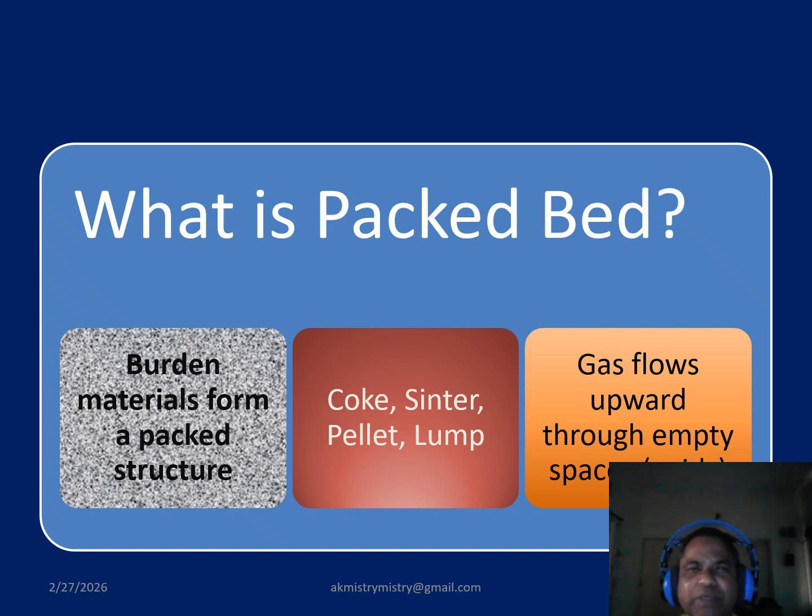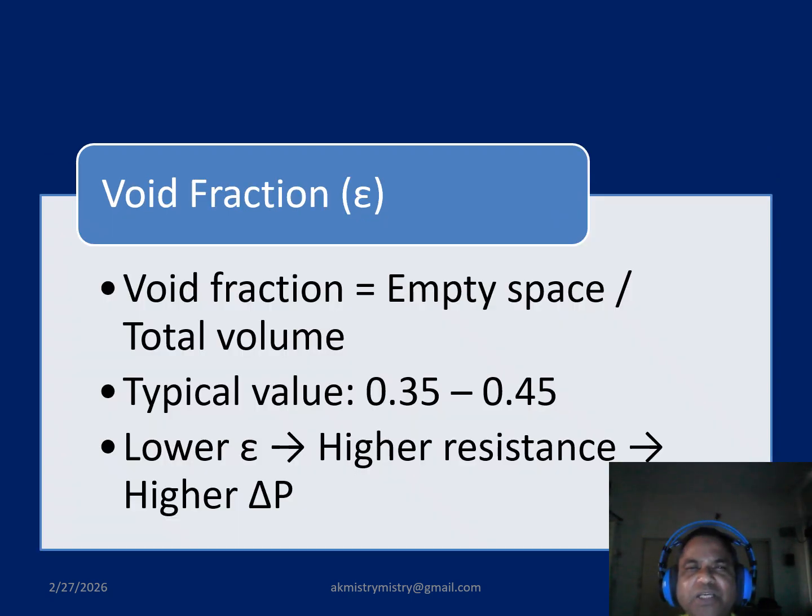So we measure these spaces using the void fraction, which is generally denoted by epsilon in most documents and books, and is the ratio of empty space to total volume. Typically, this value stays between 0.35 and 0.45. If this number drops, resistance increases, which immediately pushes your pressure drop, delta P, to a higher level.